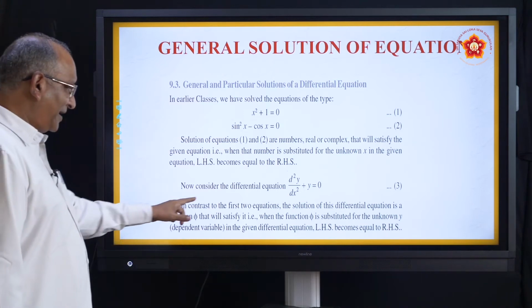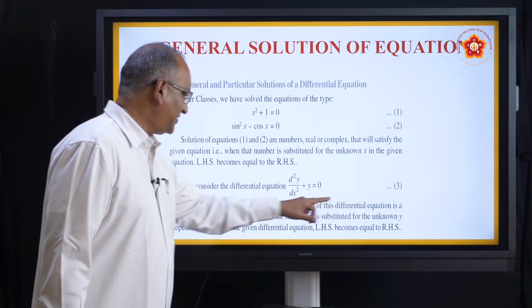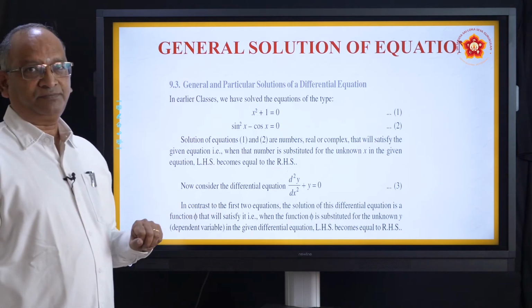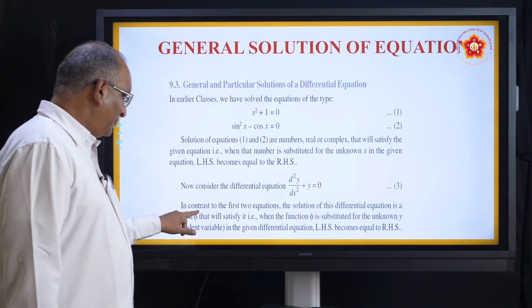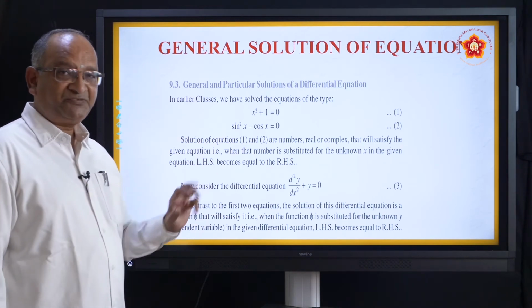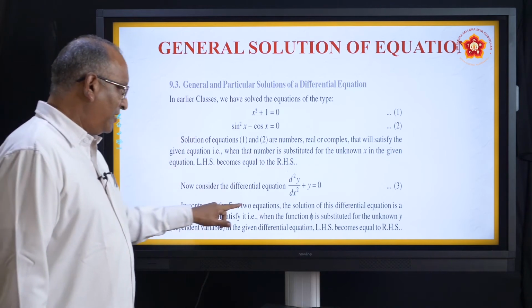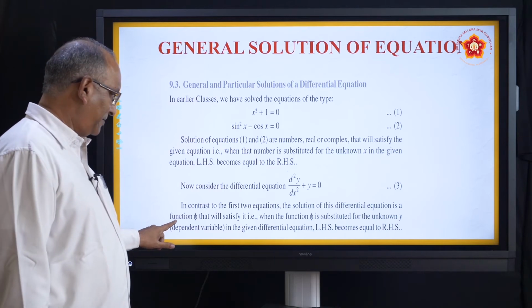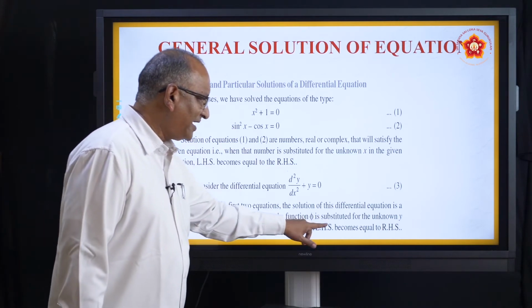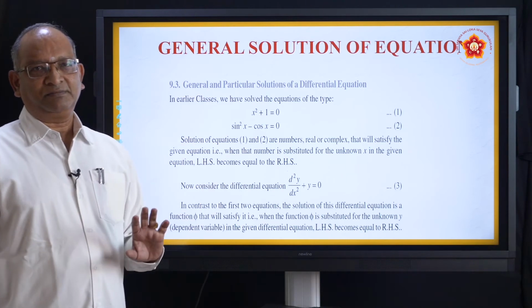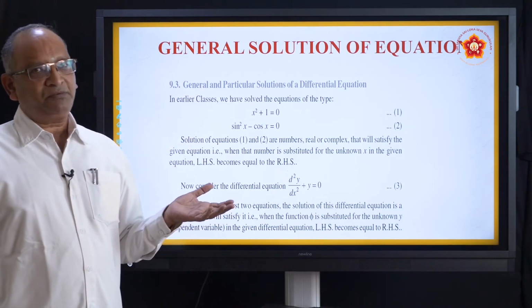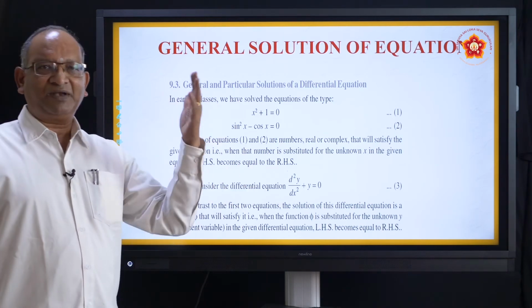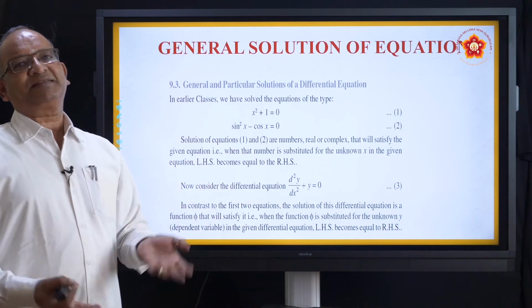Look at this. In contrast to the first two equations, the solution of this differential equation is a function phi. It is a function. It is not a number. That will satisfy it. Means when you substitute that, it will satisfy. When the function phi is substituted for the unknown y, that is for the dependent variable, in the given differential equation, left hand side becomes right hand side. In an algebraic equation, how do you verify a solution? Substitute the value of x or y which you got. If left hand side is equal to right hand side, we say it is a solution.